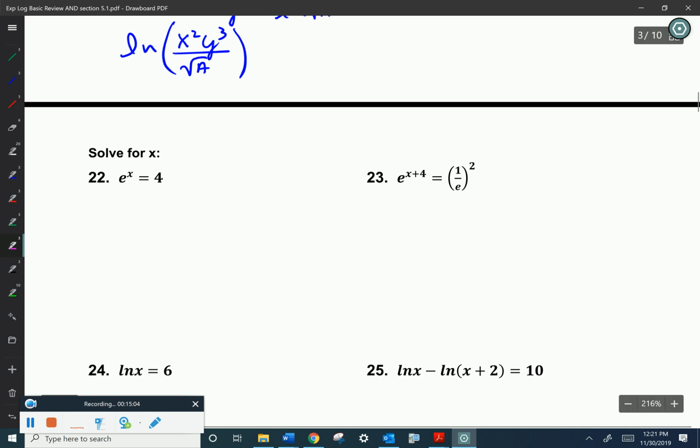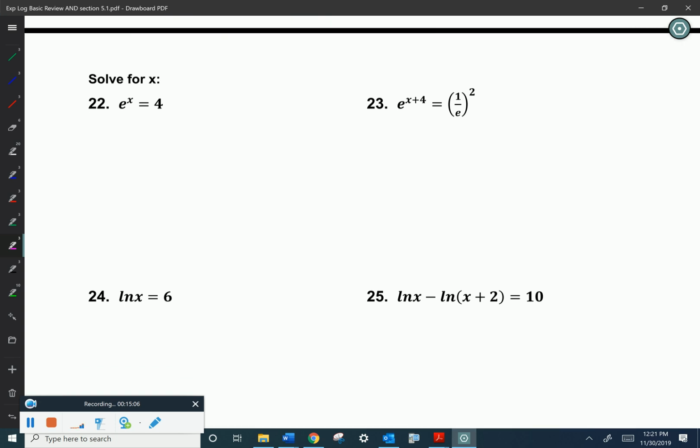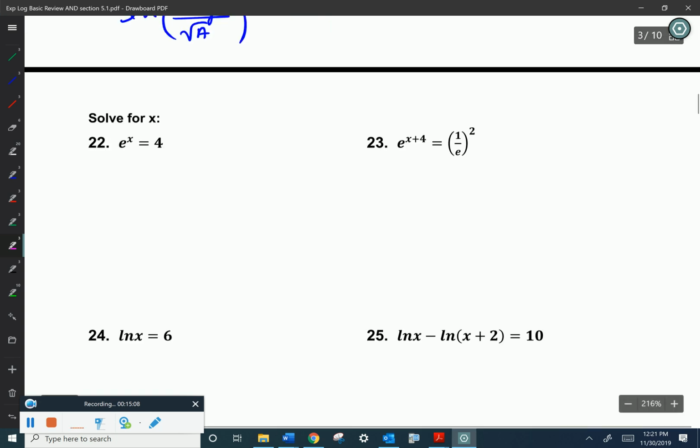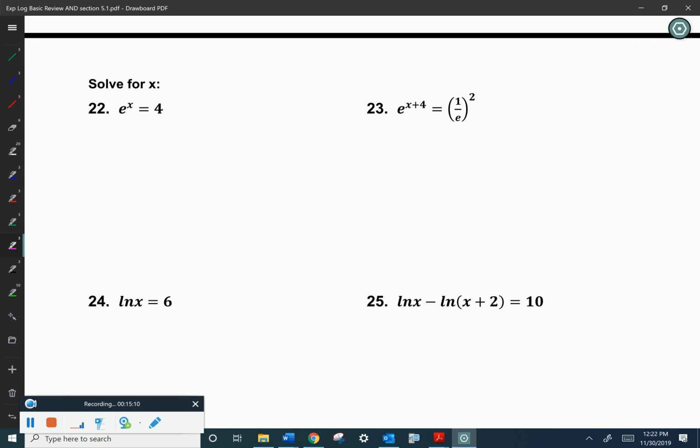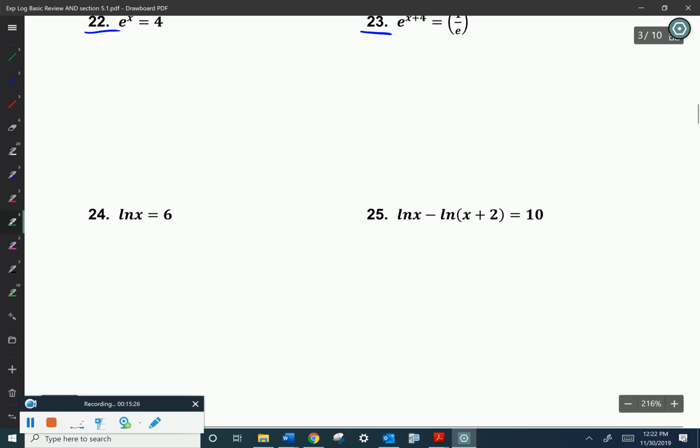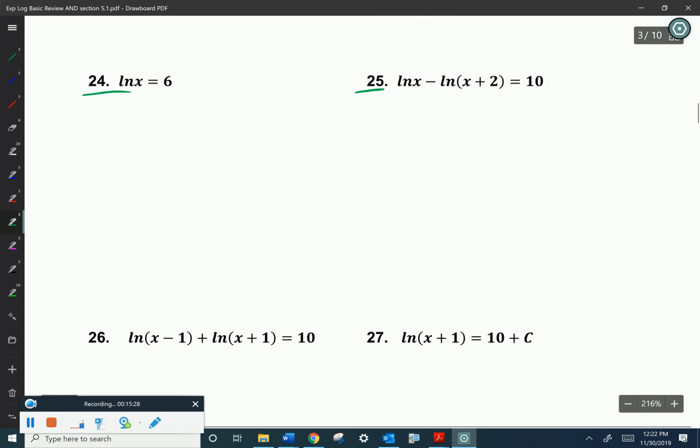Okay, one last thing we need to do a refresher on, and that is actually solving the exponential and log equations, which is going to gradually come up throughout chapter 5, maybe not as much in the first section, but it's going to gradually come up as we go through. So in general, notice number 22 and 23 start out as exponential, and the rest of them, 24, 25, 26, 27, all start out as logarithm problems, right?